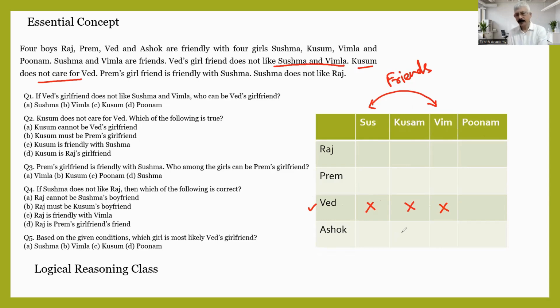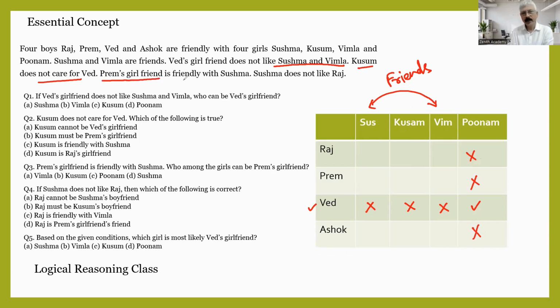So cancel this out. Now see, in this row only a single cell is left. It means Ved's girlfriend is Poonam. So now cancel the other cells in this column, because we decided that Poonam is the girlfriend of Ved.